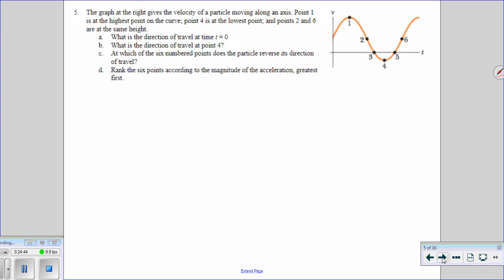So for D, the highest acceleration is at the steepest slope of this graph. Steepest slope and positive. Oh, no, it says magnitude, so we don't even care about the signs. Good. So where's the graph the steepest, you guys? 2 and 6, right? So those are going to be your steepest points. Followed then by 3 and 5, and then 1 and 4. Good? Cool. All right, any questions on 5?